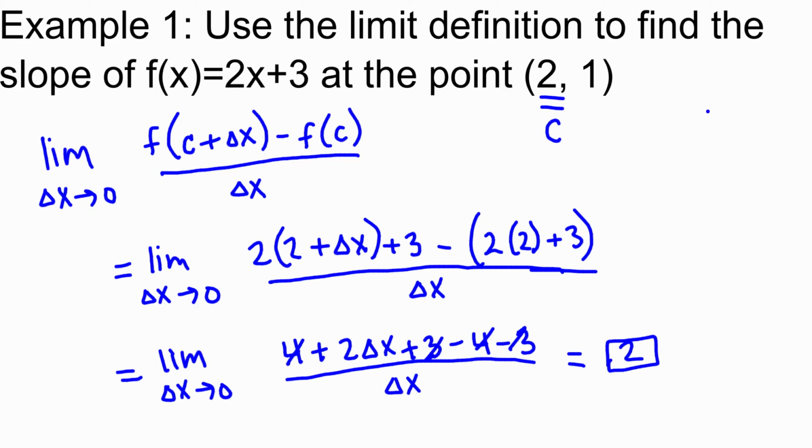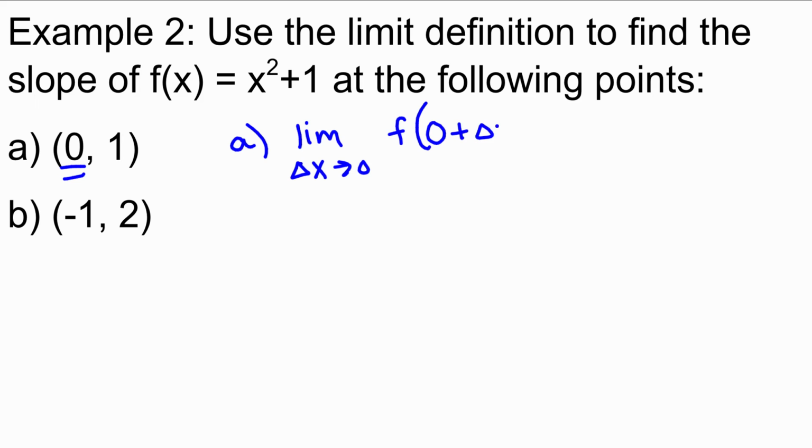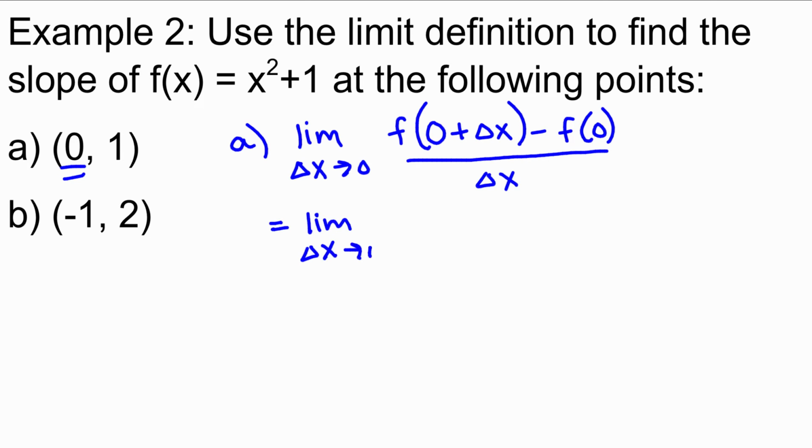Cool. Let's see an example now of a function that's not linear, and we might not be able to predict the slope as easily. In this example, we want to find the slope of the tangent line to the curve x squared plus 1 at 2 different points. Part A, we're going to find the slope at the point 0, 1. Part B, negative 1, 2. For part A, our c value is 0. Let's substitute 0 in using our limit definition.